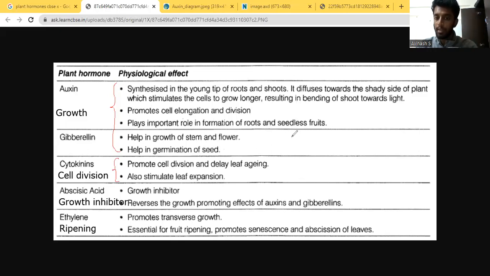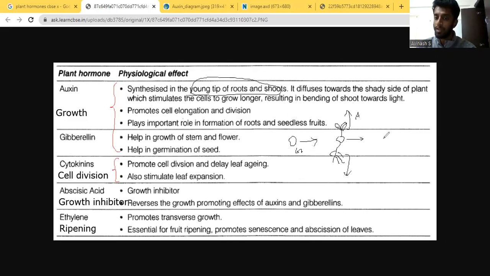Now there is a small seedling. This is the small seed, and now the seed is becoming like this. There are tiny leaves from the seed, and also there are roots. Now these leaves have to grow. The shoot has to grow. That is the function of auxin that you can see from the first line: young tip of roots and shoots. The shoot grows and the root grows. This is because of auxin. So this is because of gibberellin, and this is because of auxin.